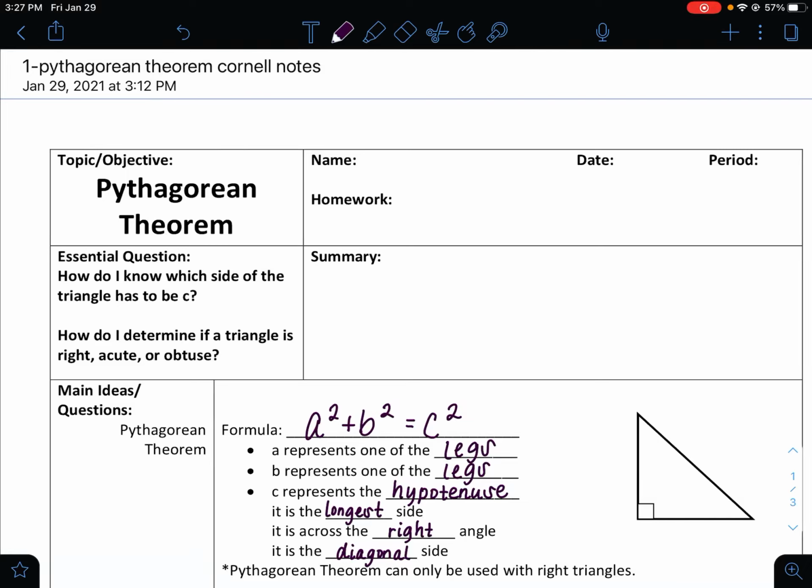Okay, next unit is Pythagorean Theorem. Essential questions. How do I know which side of the triangle has to be C? And how do I determine if a triangle is right, acute, or obtuse? So let's go ahead and get into it.